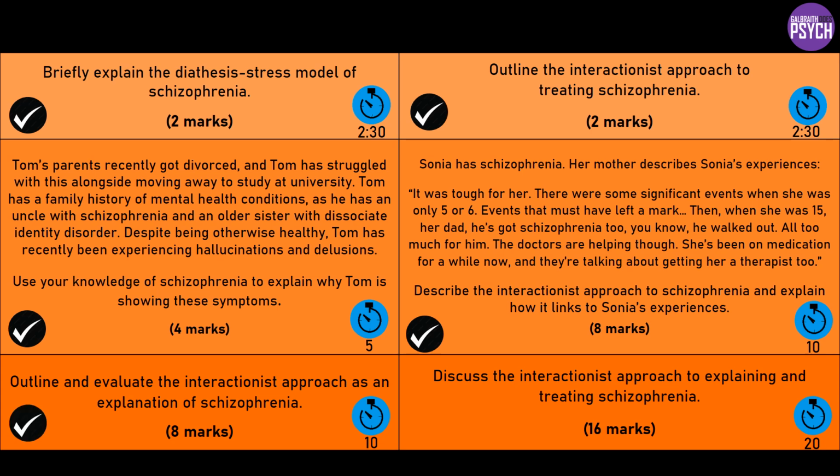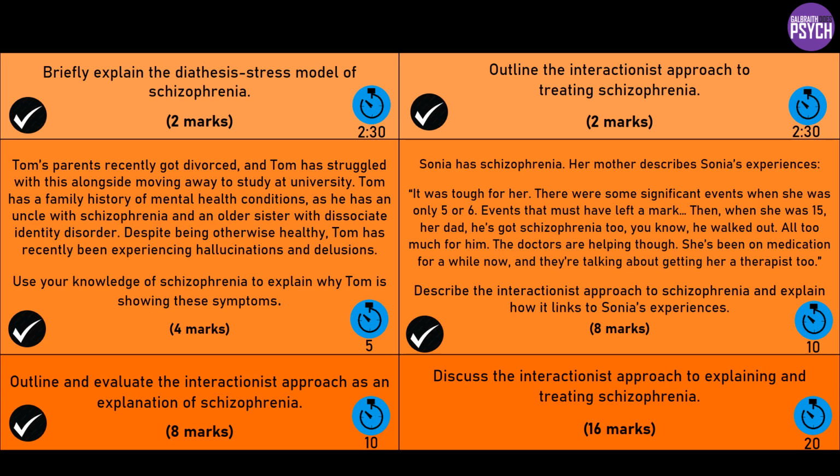Let's move into the 16 marker. So same thing for the explanation half of it, and then I would do maybe a little knowledge paragraph on the treatment, and maybe a single discussion paragraph on the treatment. It doesn't have to be perfectly balanced, but there should be decent coverage of both sides. So treatments we've already talked about. It's about combination therapy and the fact that you are talking about maybe antipsychotics plus CBT or family therapy added on, and you're talking about how they work together.